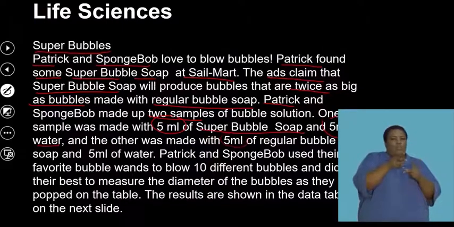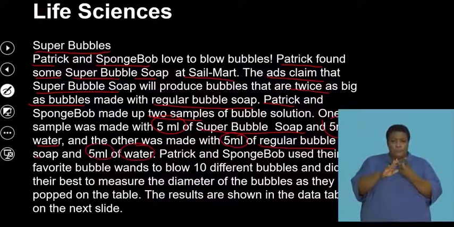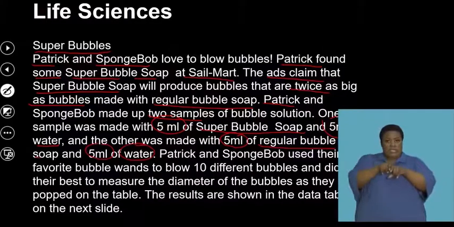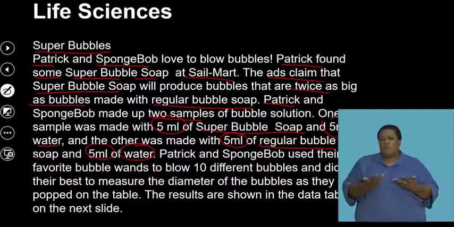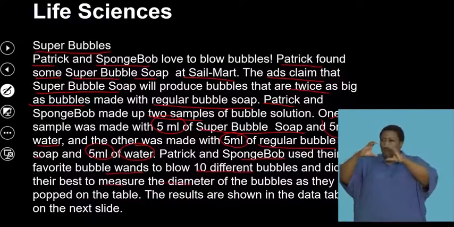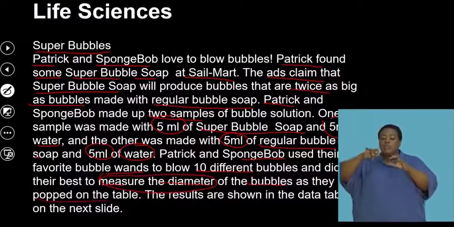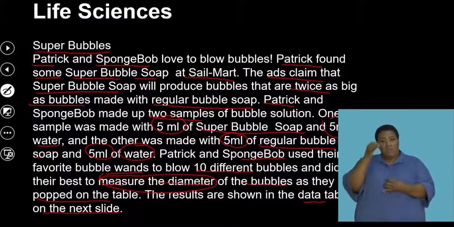The other was made with 5 ml of regular bubble soap and 5 ml of water. So they've created a solution having 5 ml of the super bubble soap, and another solution having 5 ml of the regular bubble soap with 5 ml of water. Patrick and SpongeBob used their favorite bubble wands to blow 10 different bubbles and did their best to measure the diameter of the bubbles. So that's what they measured as the bubbles popped on the table. As these bubbles popped on the table, they produced a little diameter which they measured. The results are shown in the data table on the next slide. So this information was captured.